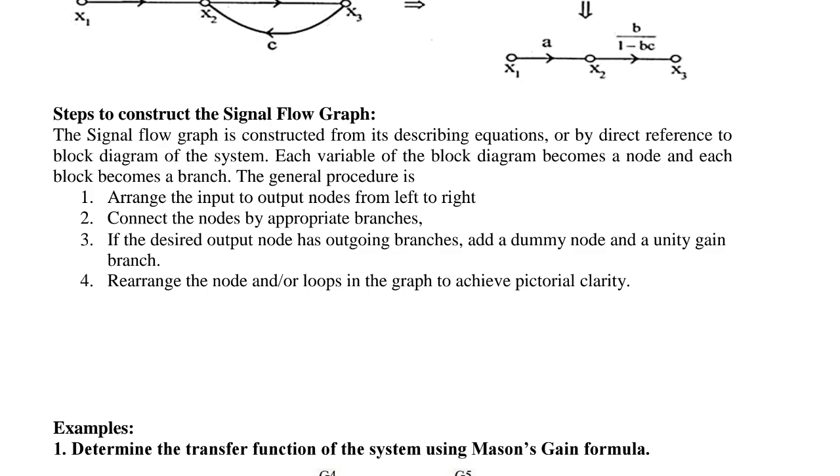The next topic is the steps to construct the signal flow graph. Here, there are four main procedures. The first thing is to arrange the input to output nodes from left to right, and connect the nodes by appropriate branches. If the desired output has outgoing branches, add a dummy node and a unity gain branch. The fourth thing is to rearrange the nodes and the loops in the graph to achieve pictorial clarity.